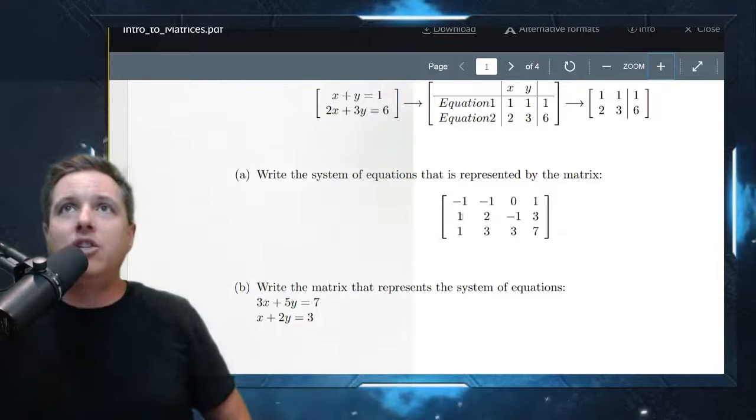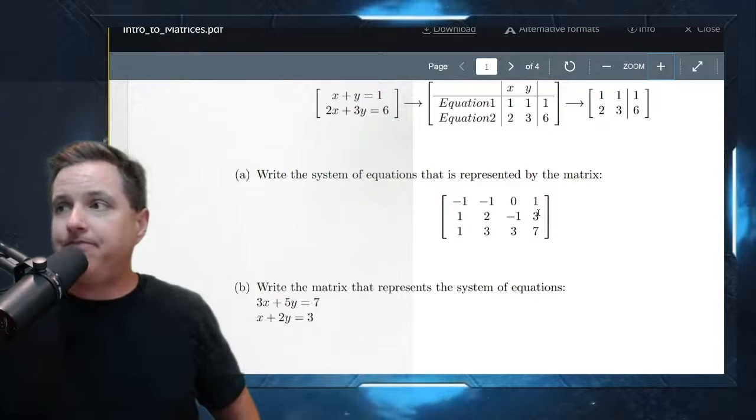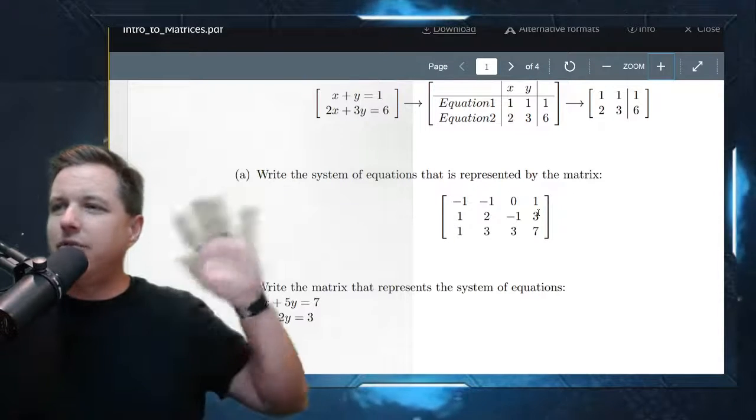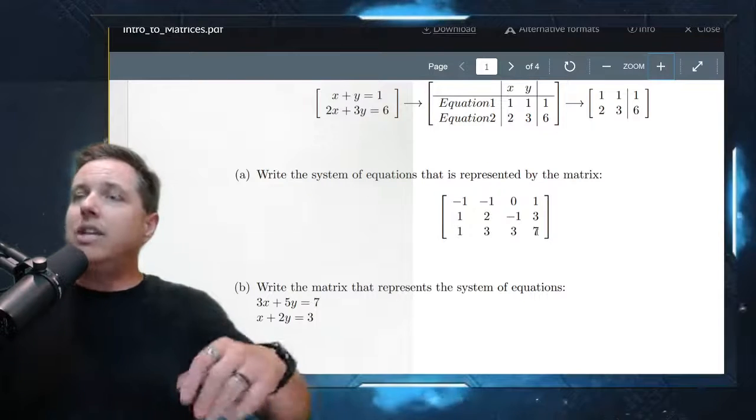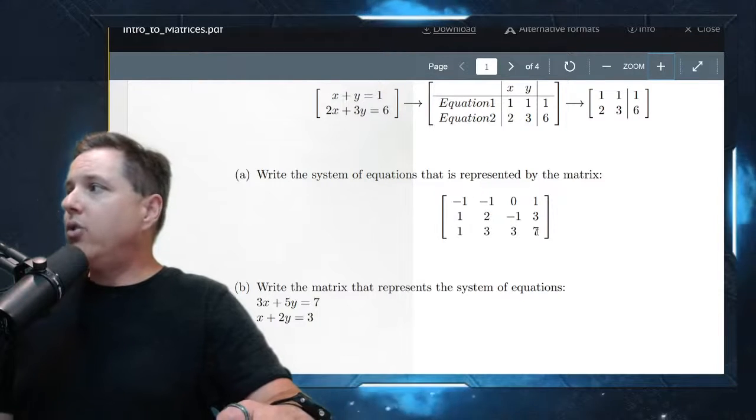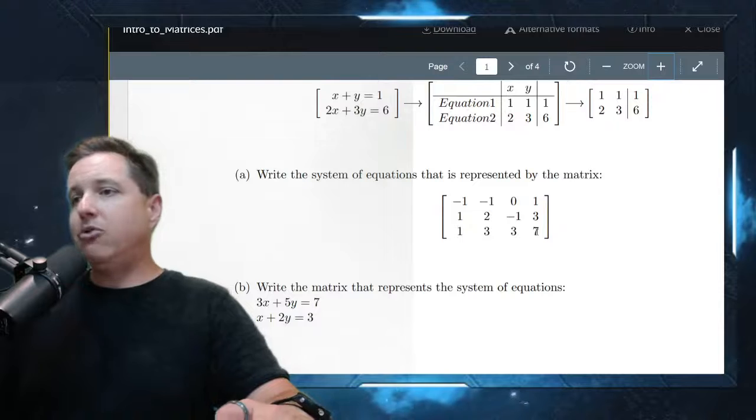Our second equation here would be x plus 2y minus z equals 3. Right, we're just converting right back. The third one would be x plus 3y plus 3z equals 7. So you can easily recover your equations from the matrix that you're dealing with.